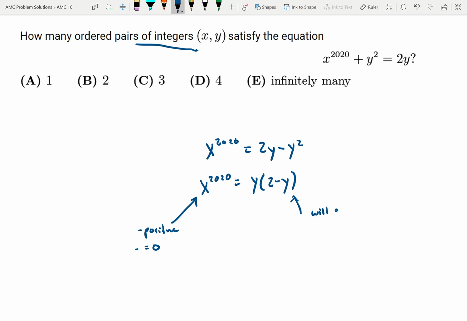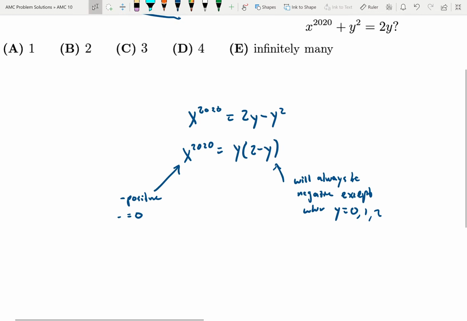So except when y equals 0, 1, or 2. So when y equals 0, that expression evaluates to 0, and same thing when y equals 2. When y equals 1, the expression evaluates to 1. So there actually aren't going to be that many options where we find solutions to this equation.